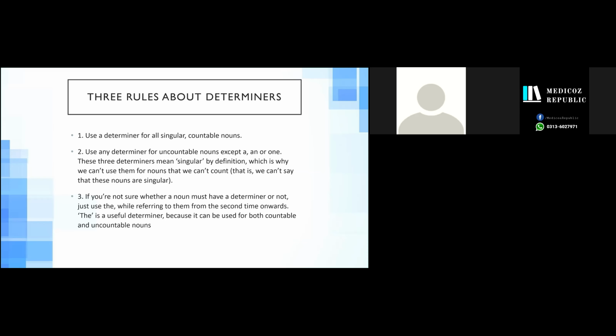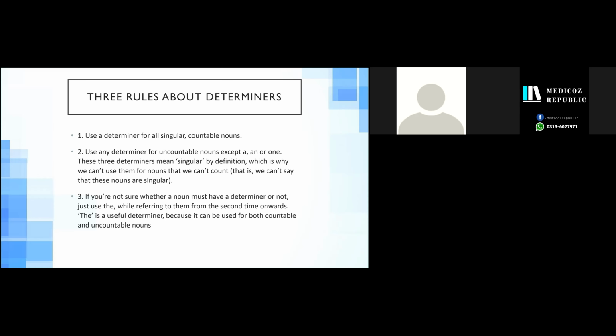Number one is use a determiner for all singular countable nouns. I have a list of singular countable nouns and the correct way to use them with some examples as well. I'm going to send this out in the WhatsApp group. You can have a look at that after this session as well. This will help you. The words used in it are the common words that we use in OET writing. You will have a good idea how to use nouns that are singular and countable.